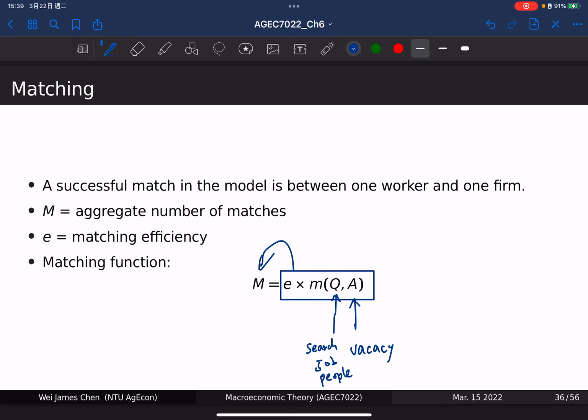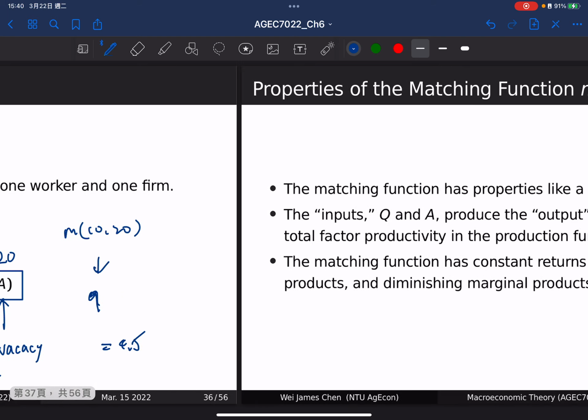So this is like if 10 people are looking for a job and maybe there are 20 job vacancies. This M of 10, 20 maybe will give you something like 9. And this efficiency may be half. And then the total number of aggregate matches will be 4.5.